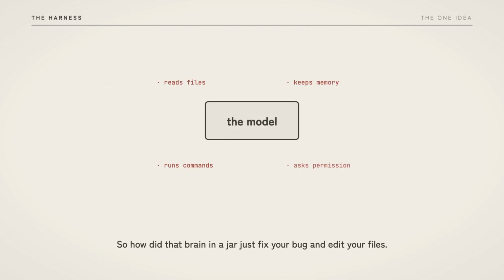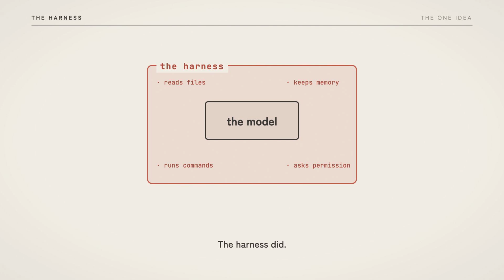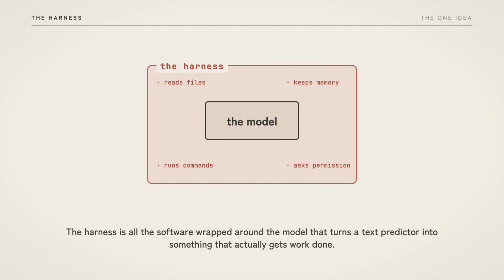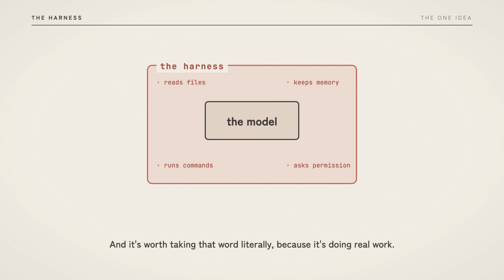So, how did that brain in a jar just fix your bug and edit your files? It didn't. The harness did. The harness is all the software wrapped around the model that turns a text predictor into something that actually gets work done. And it's worth taking that word literally because it's doing real work.